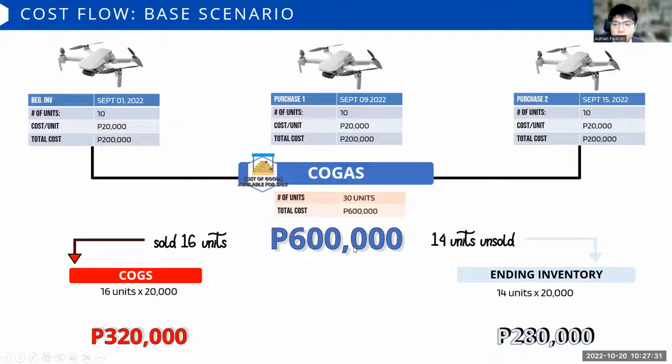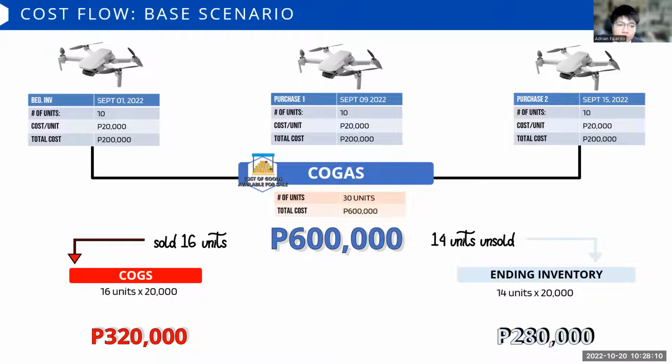To get 600,000. And then this 600,000, again, there's only two things that will happen to our COGAS. You sold 16 units, and therefore 16 out of 30 will become your cost of goods sold. And therefore, the remainder will become your ending inventory. So there are two ways of solving. So either 16 times 20,000 is 320,000. And then your ending inventory is either just carve out the 320 from 600. So 600 minus your COGS will be your 280. Or you can just manually solve na 14 units yung natira, so times 20,000, right?